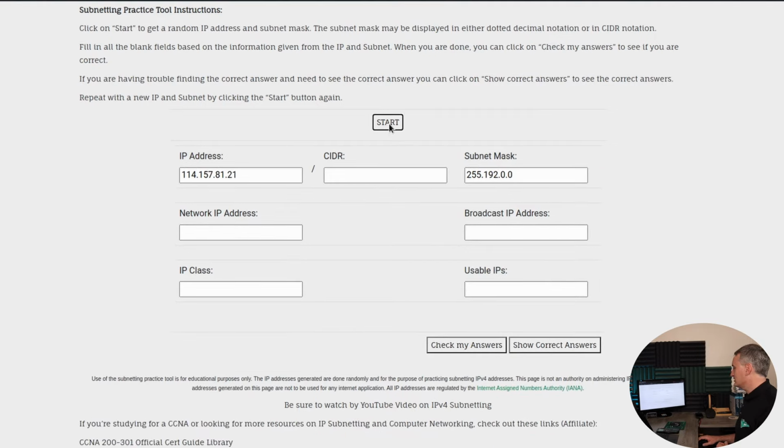And we'll click start again. And okay, this time we get 255.192.0.0. We already know this is going to be a class A IP address based off of that. So the CIDR notation for this is actually going to be 9. So in this particular case, actually no, it's going to be 10.